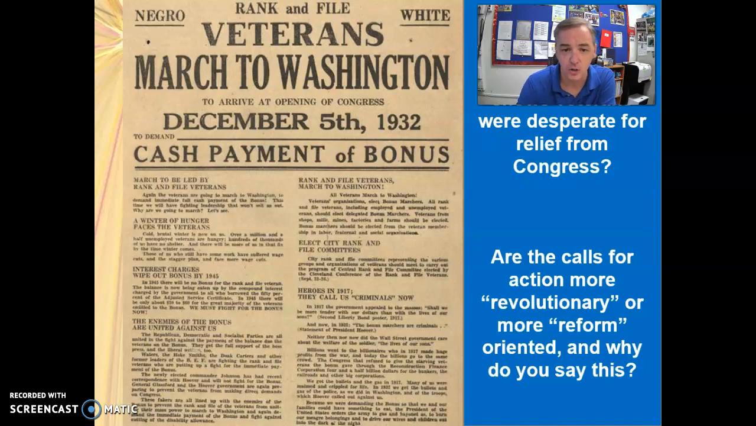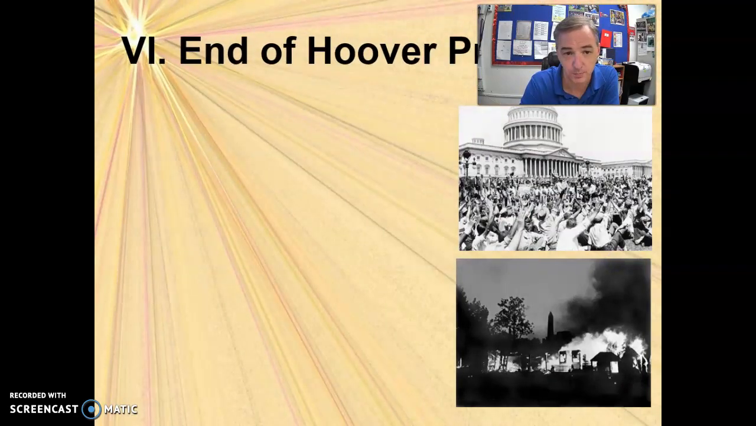This is an article from 1932, former soldiers who were getting together. Now, we talked about this in class, but take a minute, pause it, go through it. What shows you the desperation? Think about race. Okay? And is this more revolutionary or reform? We talked about this in class. Kind of come in, talk to me later if you're not clear as to the answers.